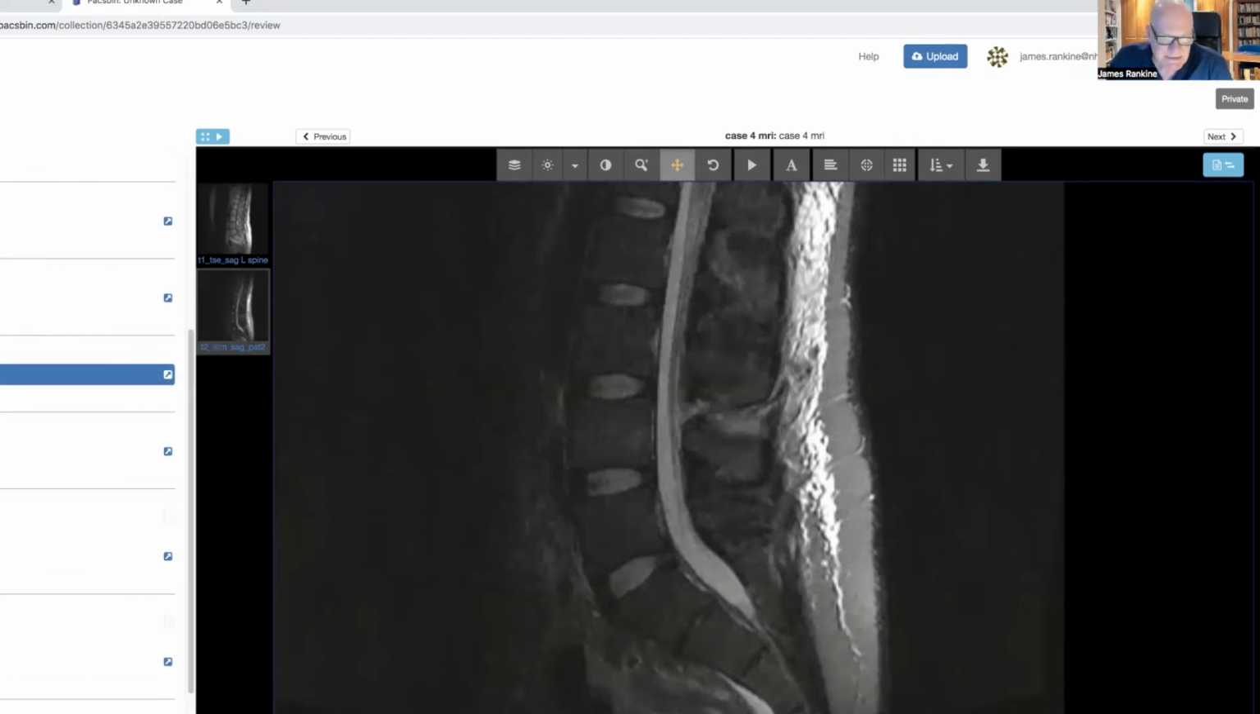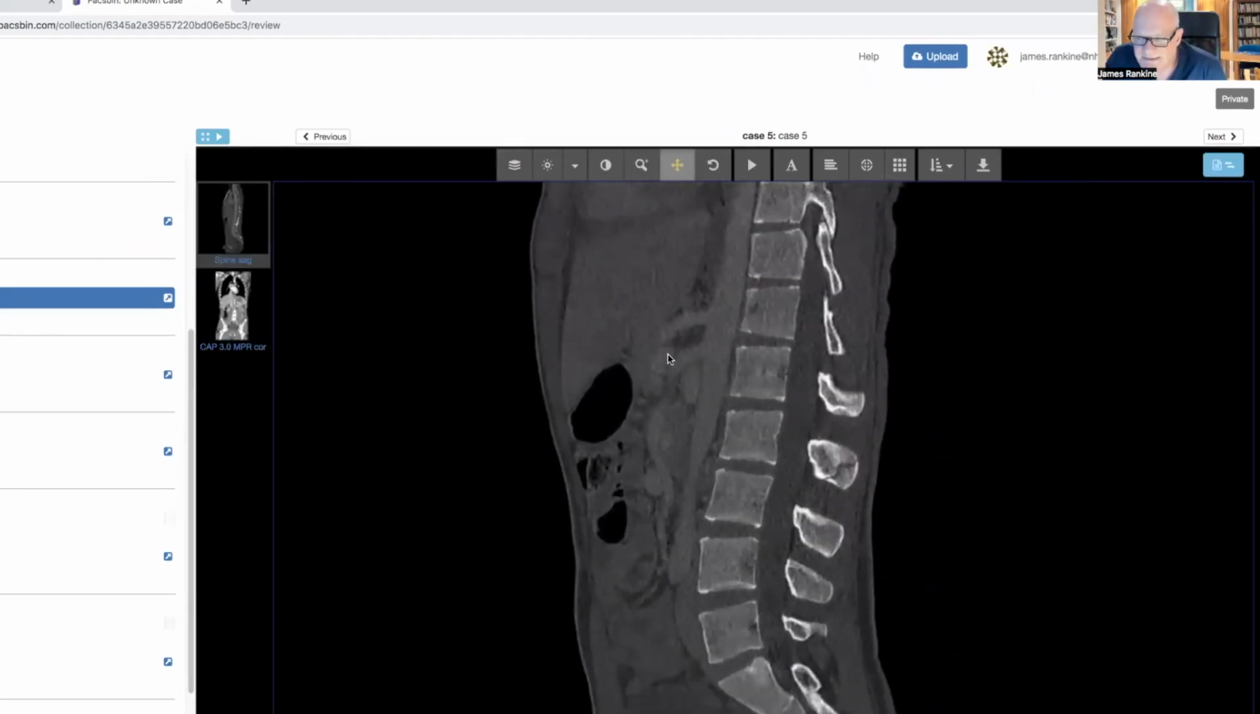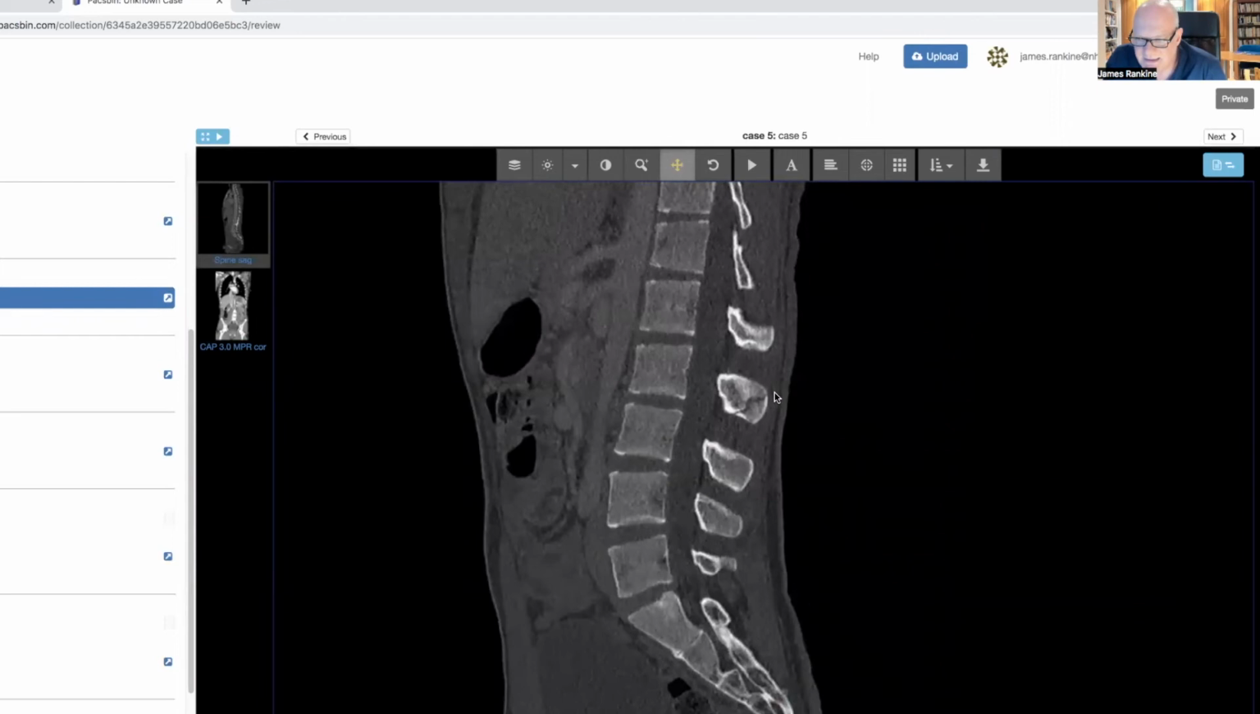So let's move on to the next case. What we see here is what appears to be an isolated fracture of the spinous process. Now, fractures of spinous processes are very common, and we most commonly see them in the thoracic spine, where the spinous processes are all very close together.